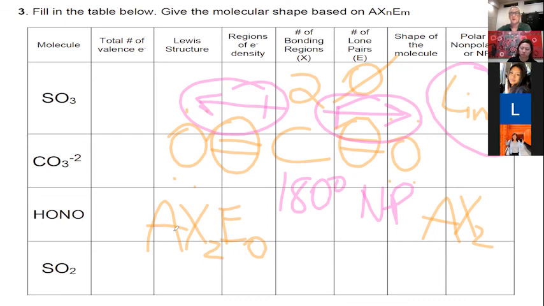Nonpolar molecules generally become gases at room temperature, unless they're really, really big. We'll get into that a little bit more later when we talk about interactions between molecules. But really small nonpolar molecules are going to be gases.